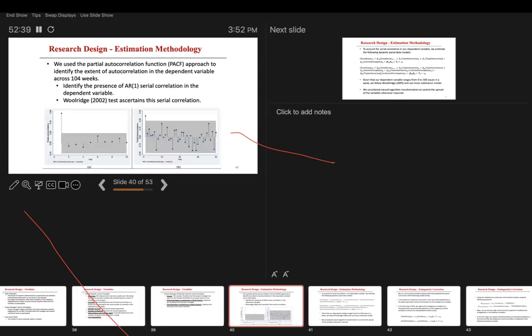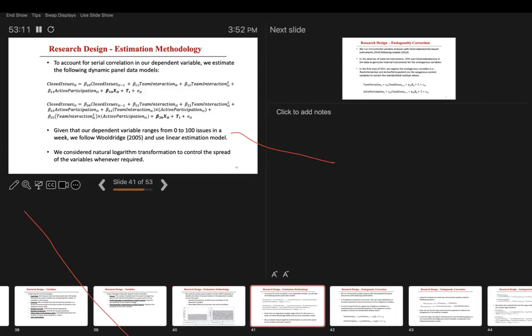Now, we used the partial autocorrelation function approach first to see whether there's autocorrelation between the dependent variables across these 104 weeks. Our dependent variable is issue closure rate. There is clearly an expectation, intuitively, that they will be autocorrelated with each other. So we had to first test whether that is true. And we find that it is indeed true that there is partial autocorrelation happening. AR1 serial correlation does exist, and hence we had to control for that. We had to address that as part of the model specification. So that's what we do here.